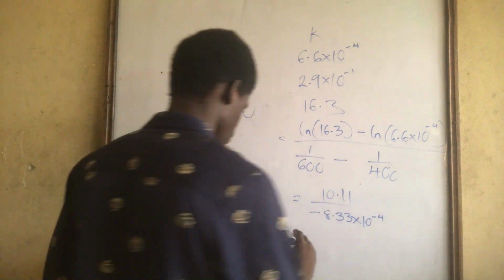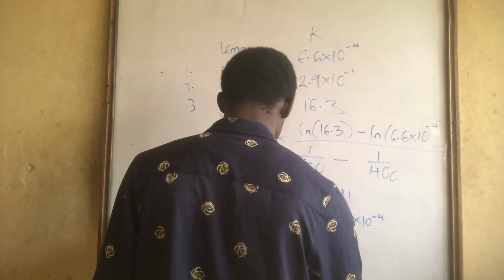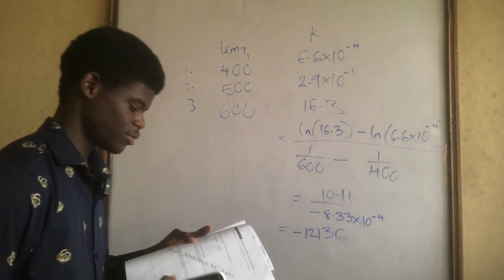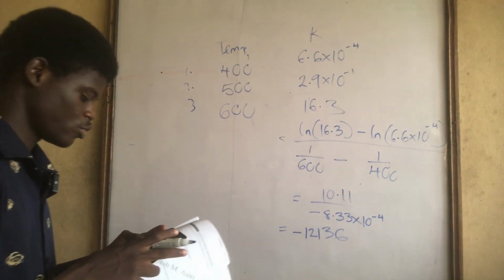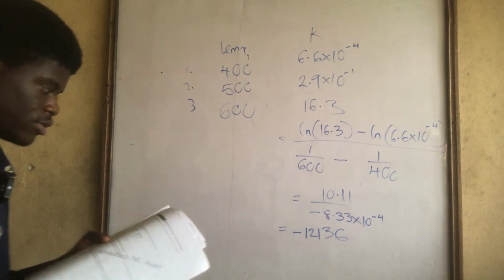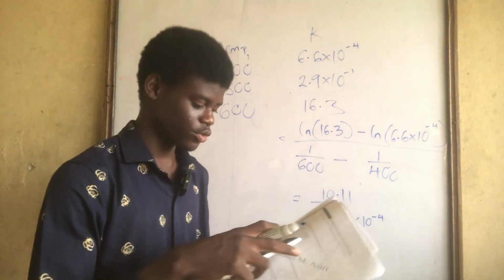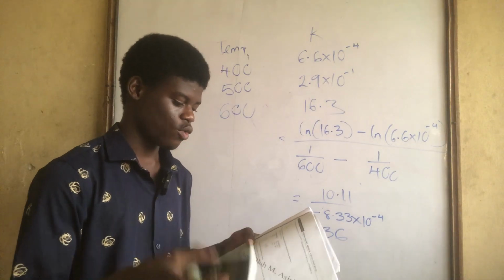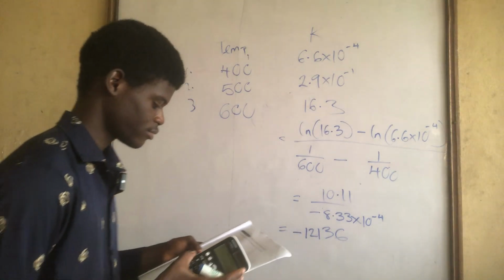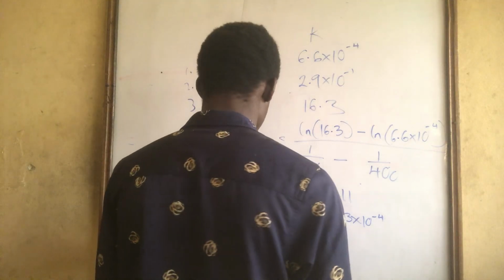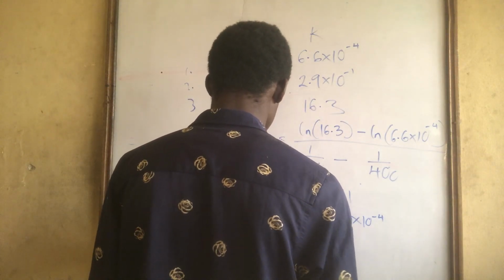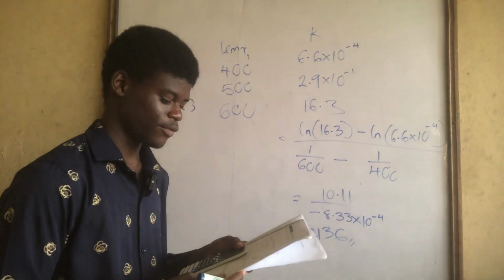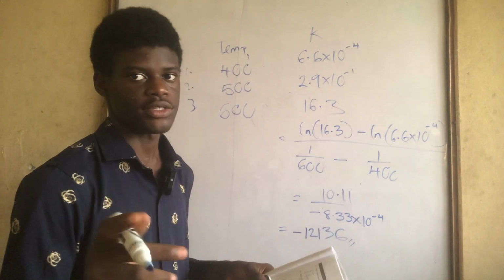That will be minus 12136. That's the slope. So the slope is going to be minus 12136. So from the options, that will be option C, minus 1.22 times 10 to the power 4 Kelvin. So that's going to be our answer. So we've got an answer. So for question number 46, the answer is option C.